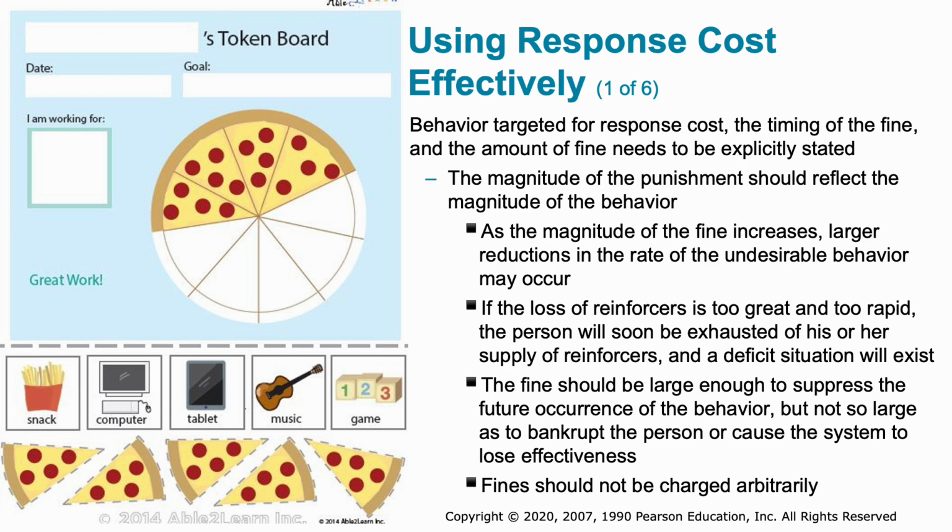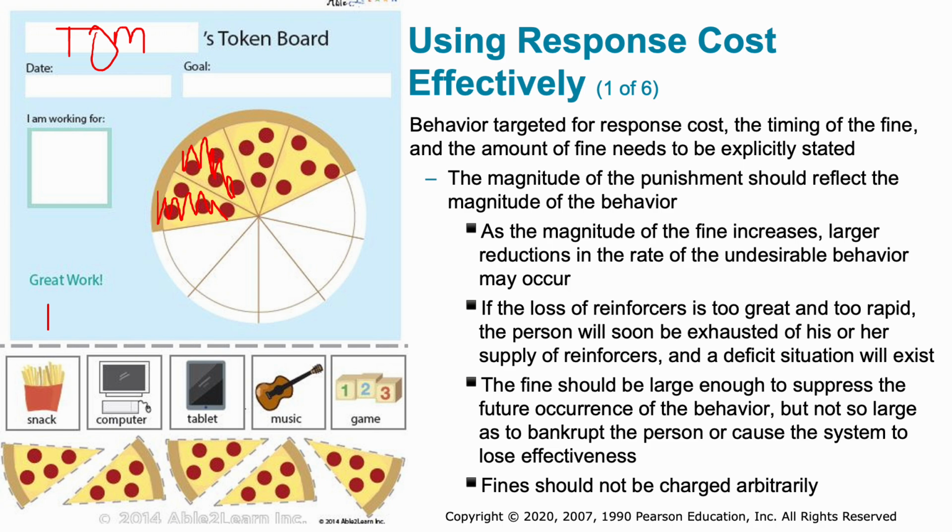And so I'll give you guys this example. Let's say that we had Tom, and we were targeting Tom's aggression. Let's say that I decide to make the response cost, the fine, 2 tokens contingent on aggression. So if he engages in aggression, he's going to lose 2 pizza slices. Well, let's say that Tom engaged in 1 instance of aggression. So I take away 2 pizza slices.